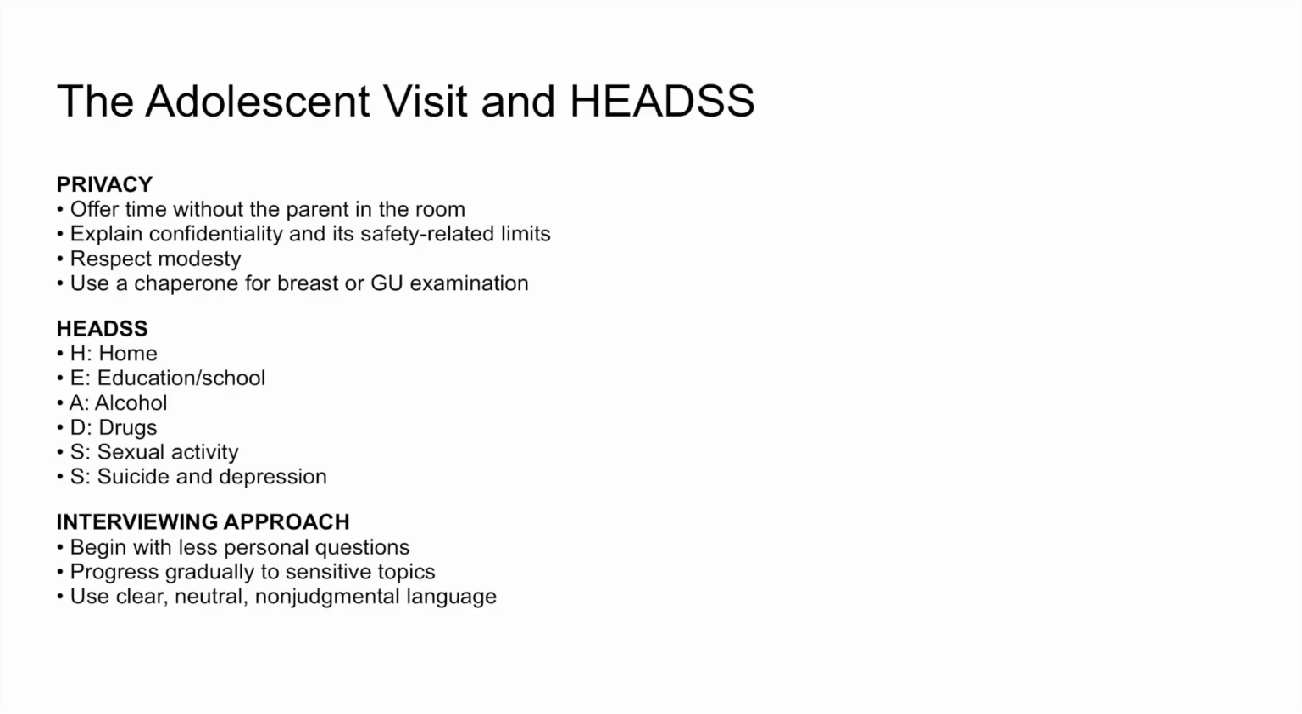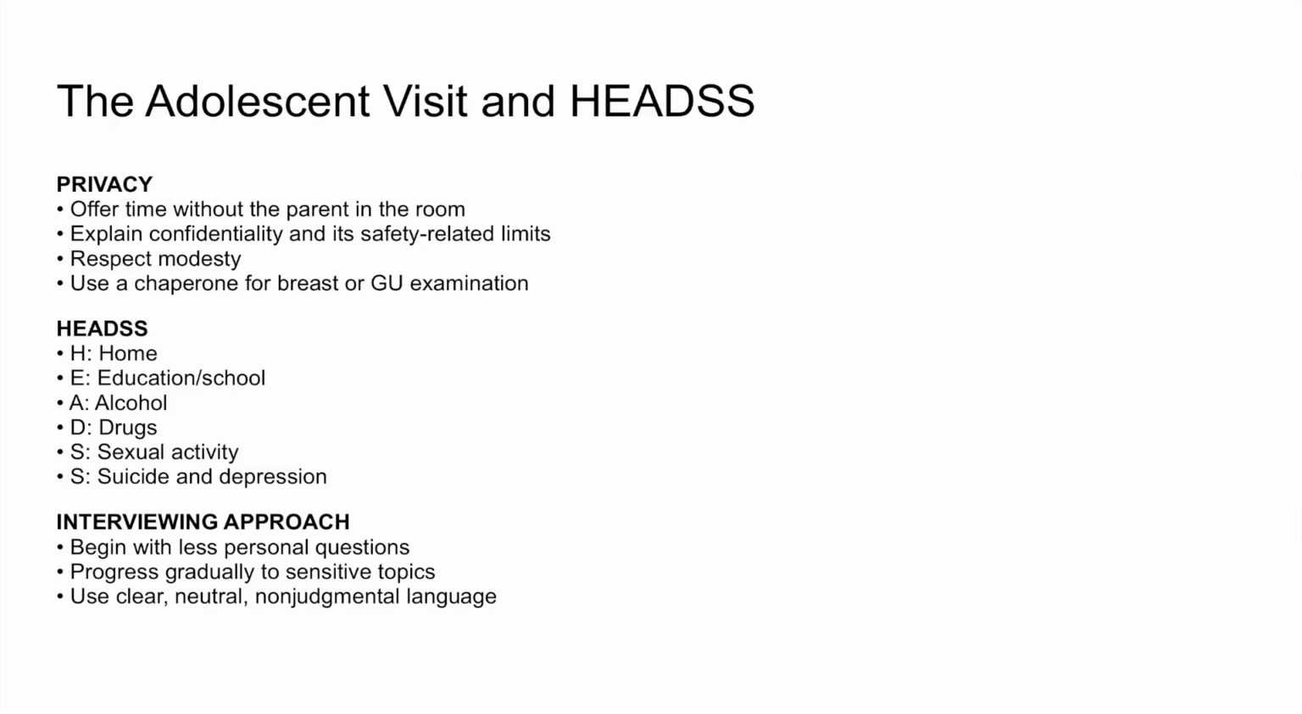Confidentiality has limits, so immediate risk of self-harm, danger to others, abuse, and certain legally reportable conditions may require disclosure to enable protective action. Exact consent and confidentiality rules vary by jurisdiction. The psychosocial interview begins with safer topics and gradually moves towards more personal ones.